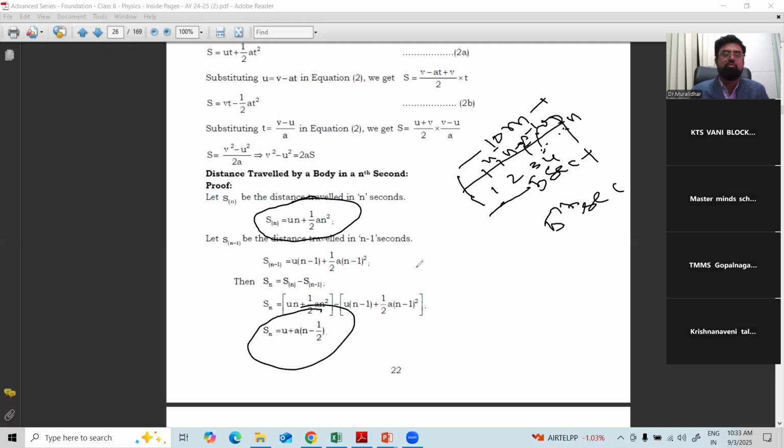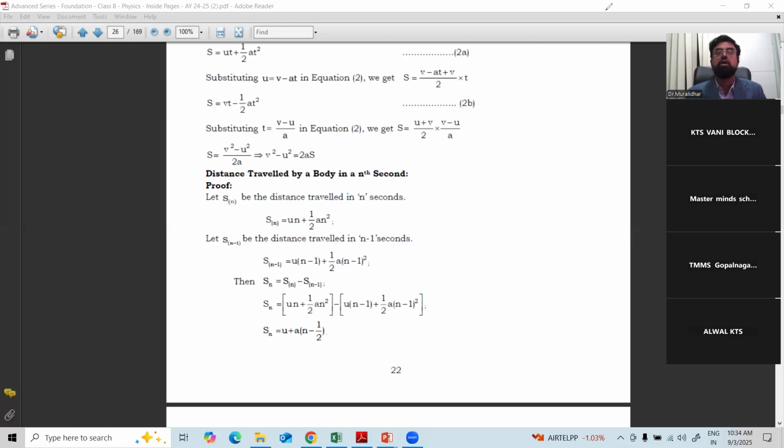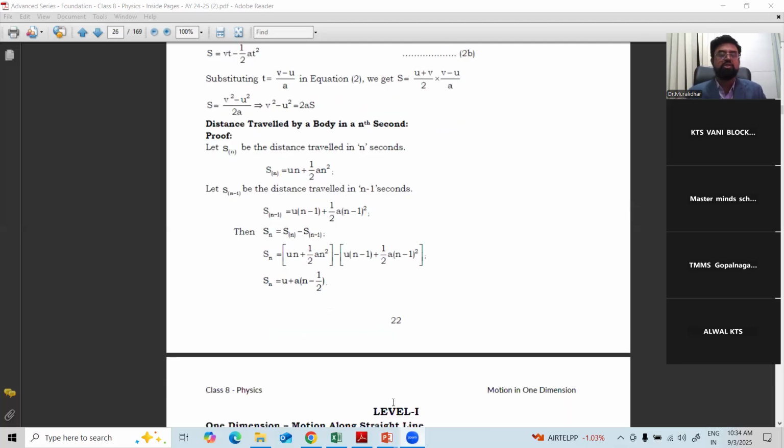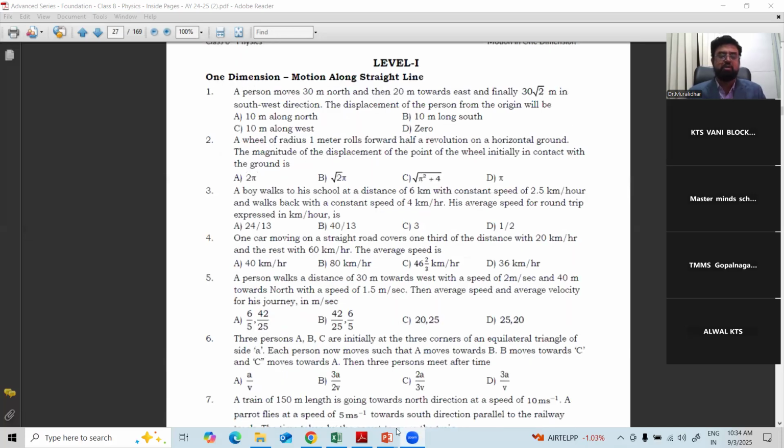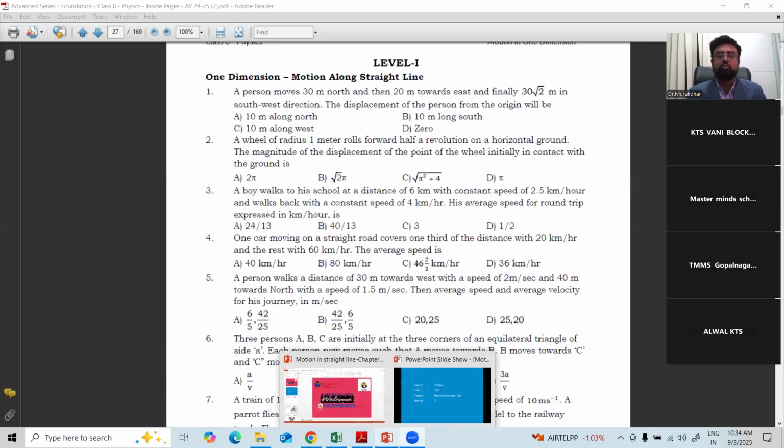We expanded the a minus b whole square formula. This is a minus b whole square: a square minus 2ab plus b square. We got this equation. That is useful for finding out the distance traveled by a body in a particular second. Very interesting. So all these 4 equations together are called equations of motion. What do you call them? Equations of motion. This is a completely problem-oriented chapter. You need to solve problems.